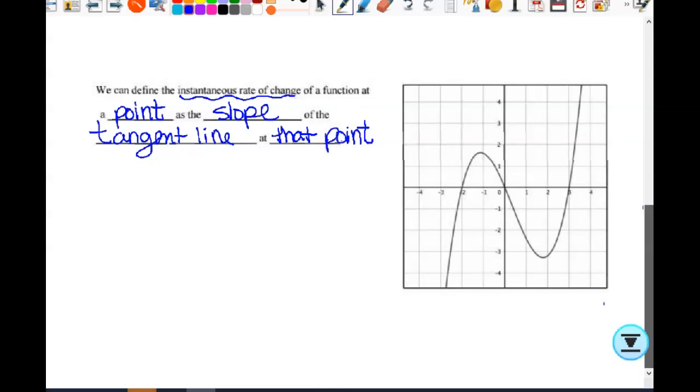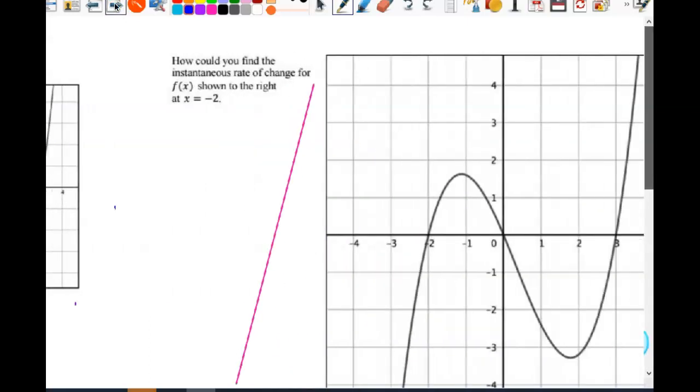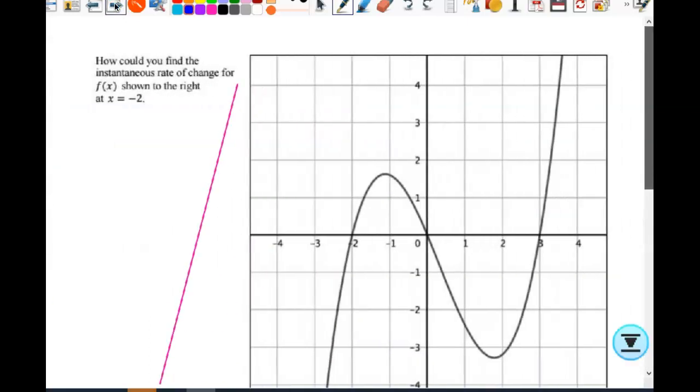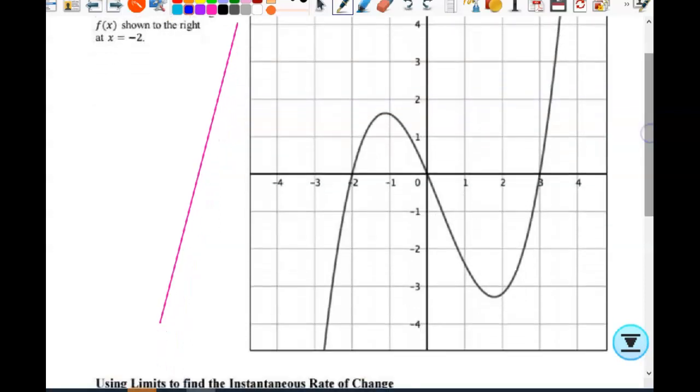So we're going to be able to find the slope of the tangent line. That's where we're adding some basic little calculus in here. So let's flip this over. And this says, how can you find the instantaneous rate of change for this function at x equals 2? Okay, so that would be finding the slope of the tangent line, right?